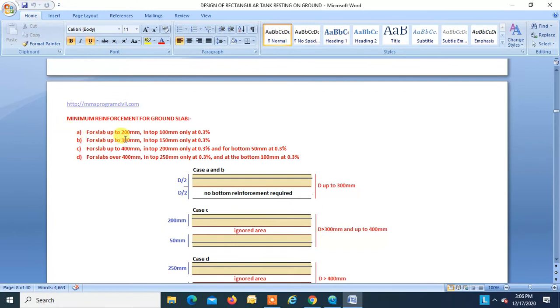Similarly, when your slab is 300 mm thick, then this will be D by 2, that is 150 mm. 150 into 1 meter into 0.3%, right? Again, no reinforcement required here. When D is greater than 300 and up to 400 mm, then the steel to be provided over here is 200 into 1 meter into 0.3%, and the steel to be provided over here is 50 into 1 meter into 0.3%. This is the top steel and this is the bottom steel.